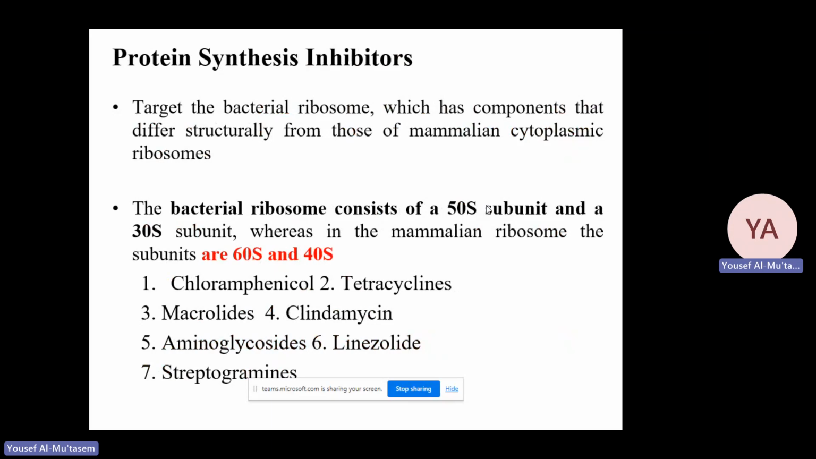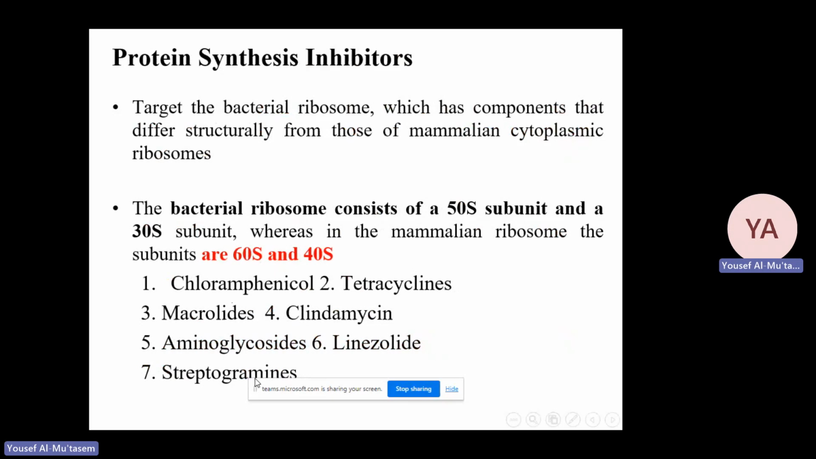In humans, it consists of two subunits, the 40S and the 60S, while in bacteria or prokaryotes, it consists of two subunits, 30S and 50S, rather than 40S and 60S. The agents that affect the protein synthesis process are listed here. We have chloramphenicol, tetracyclines, macrolides, clindamycin, aminoglycosides, linezolid, and streptogramin.